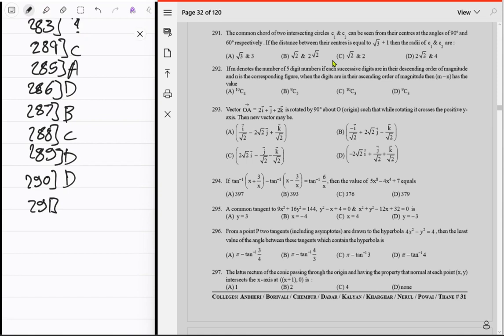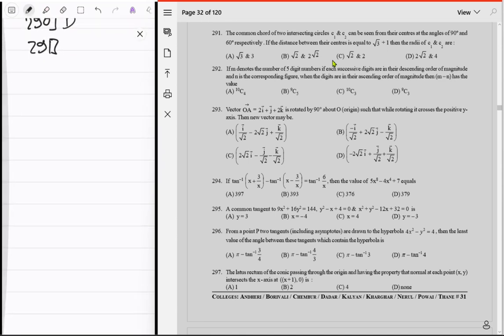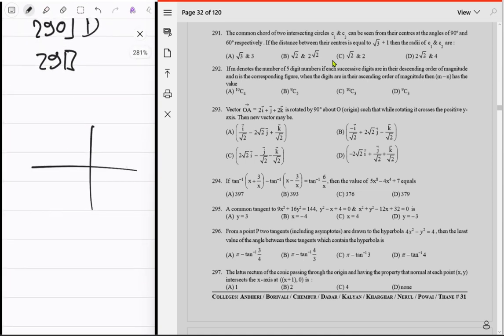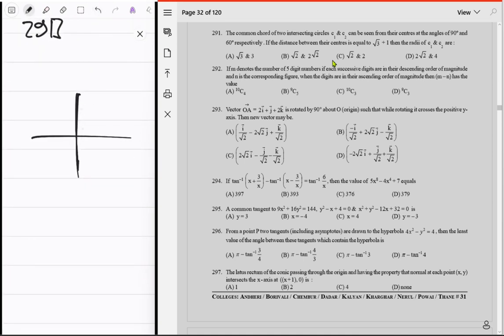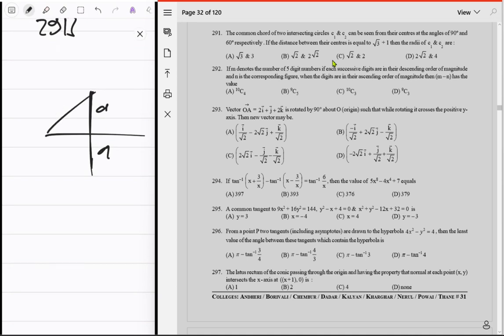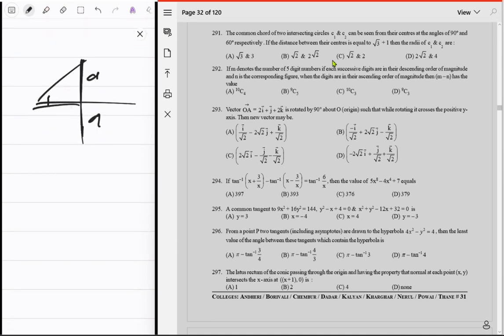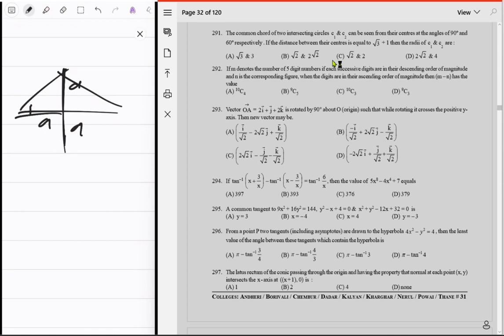If the distance between the centers is equal to square root of 3 plus 1, the radii of C1, C2 are... It's not that hard, I guess, because we just actually have to figure out the length of the chord itself. Let's say the length of the chord, we are breaking it into A and A. This is just 45 degrees, so this is the same thing as A. And this is 30 degrees basically, so this becomes just square root 3 A. So square root 3 plus 1 times A is equal to square root 3 plus 1. So A equals 1.